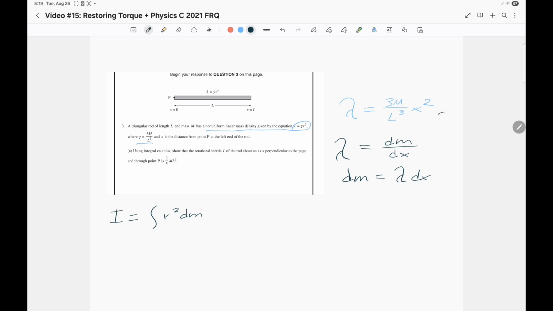So now we bring down the lambda we had up there, and put it in there. So we'll have dm equals 3M over L cubed x squared dx. And so now we have an expression for dm. We can plug it in right there. So now we'll have the integral equals, and I'll put in our limits in a second.